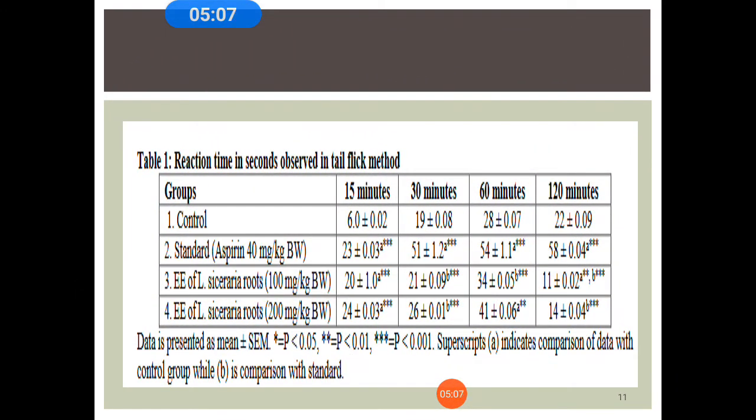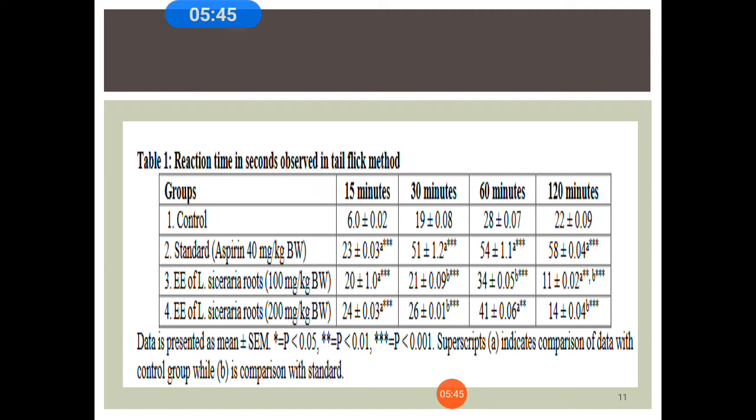Next we come to the results. The reaction time was noted in various groups by the tail flick method at various time intervals. In the control and test groups, that is the ethanolic extract at 100 and 200 milligram per kilogram, the reaction time steadily increased from 15 minutes to 60 minutes, but at 120 minutes it decreased. In the standard group, aspirin, the reaction time steadily increased from 15 to 120 minutes.